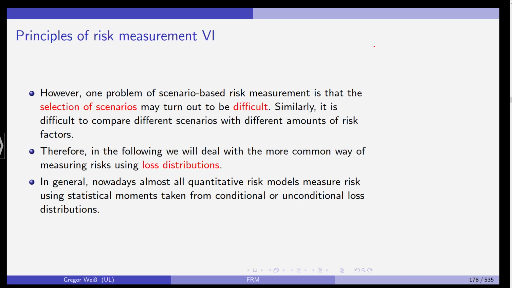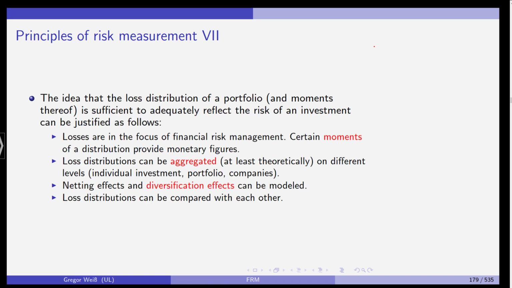So in the following, we'll deal with the more common way of measuring risk using loss distributions, Verlustverteilung. And in general, this is the standard way of doing this nowadays, and it relies on quantitative risk models, and it uses statistical moments taken from conditional or unconditional loss distributions. So what's the idea?